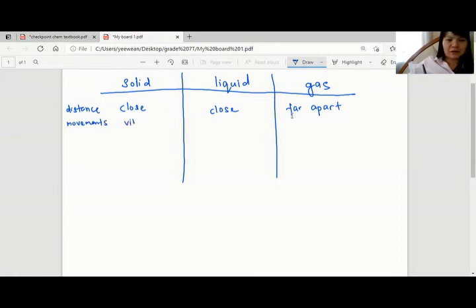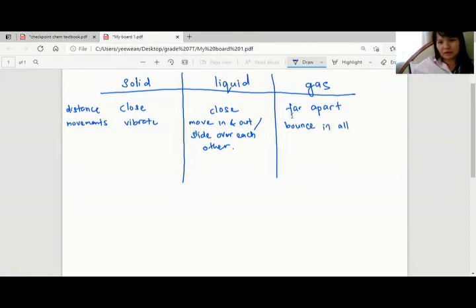Solid only vibrates. Liquids, remember, they move in and out of each other. In and out. Or we can call it slide over. Remember, there's two terms to use. Slide over each other. And gas, they bounce in all directions. Randomly.